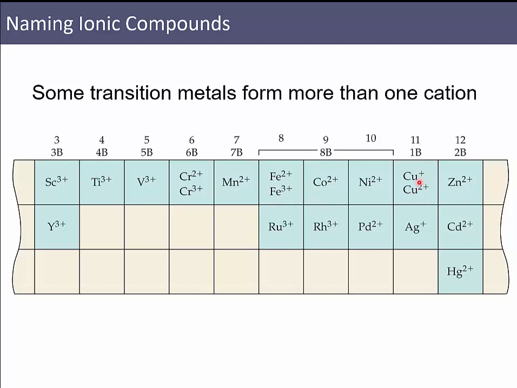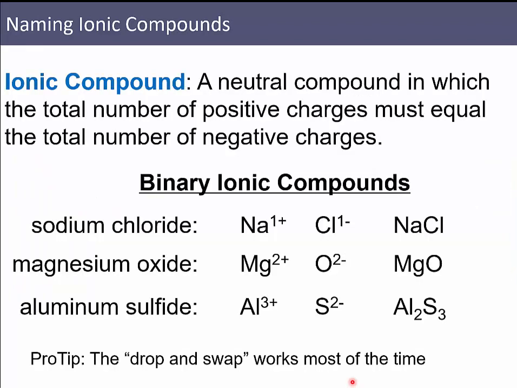So our binary ionic compounds are going to be neutral, with the total number of positive charges equal to the total number of negative charges. So Na+ and Cl- are going to combine to form NaCl. Mg2+ and O2- are going to form MgO, magnesium oxide. Aluminum sulfide is going to be Al3+ and S2-, and you're going to form Al2S3 to balance those charges out.